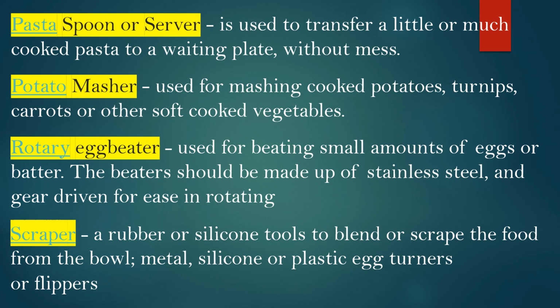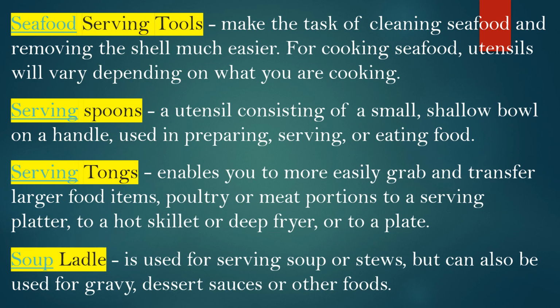Okay, so metal, silicone, or plastic cake turners or flippers. Next, we have the seafood serving tools. They make the task of cleaning seafood and removing the shell much easier. And then for cooking seafood, utensils will vary depending on what you are cooking. And then we have the serving spoons.